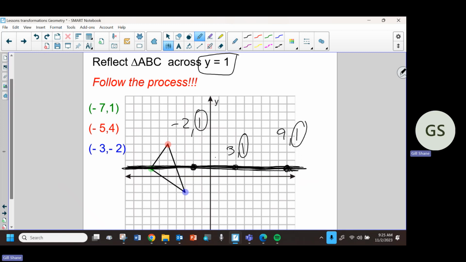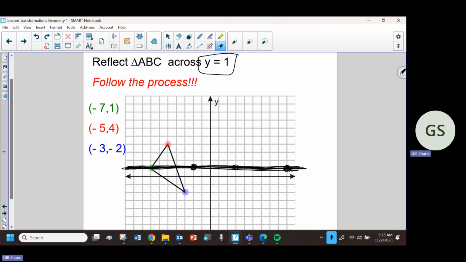Again, if you're not understanding that, then you just got to memorize: y equals a number is left and right, x equals a number is up and down. The y axis is up and down, the x axis is left and right. You got to memorize, but like I said, if you understand it, you won't forget it. Memorizing it, you could get them confused.